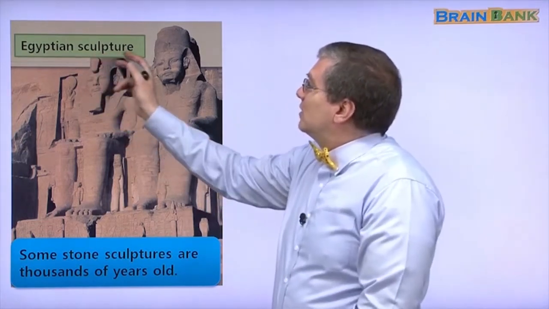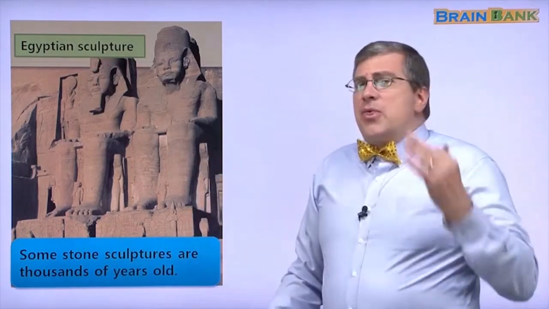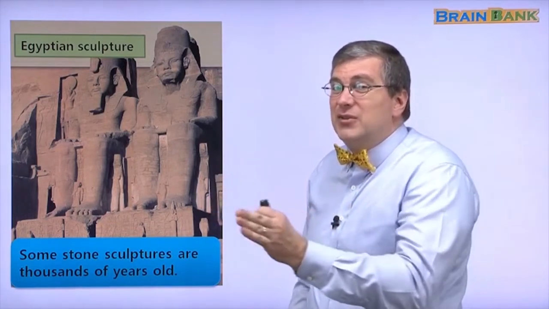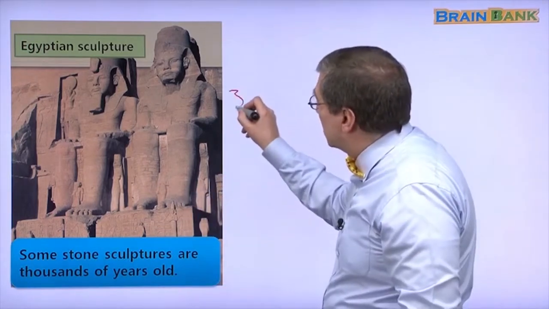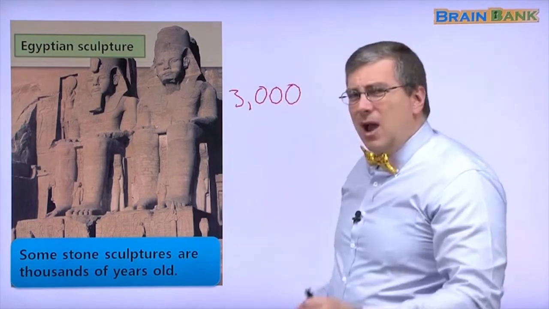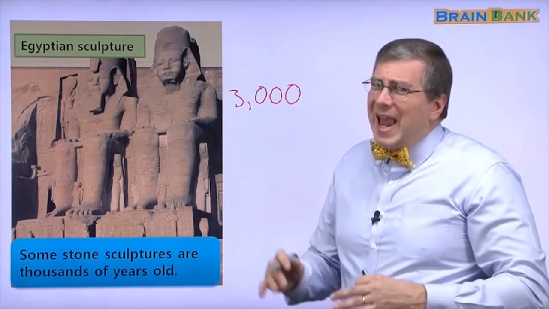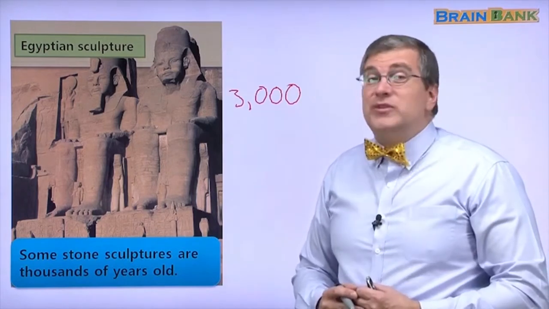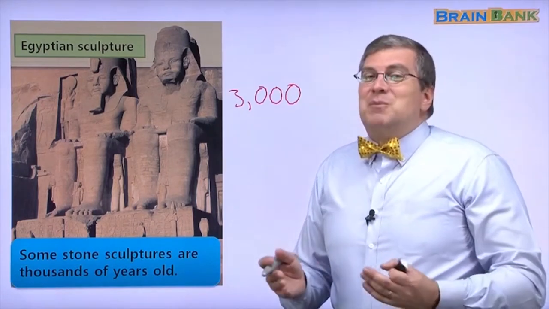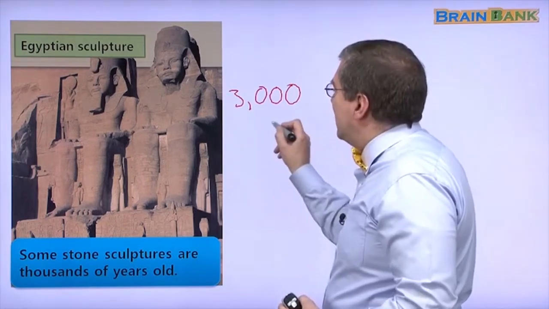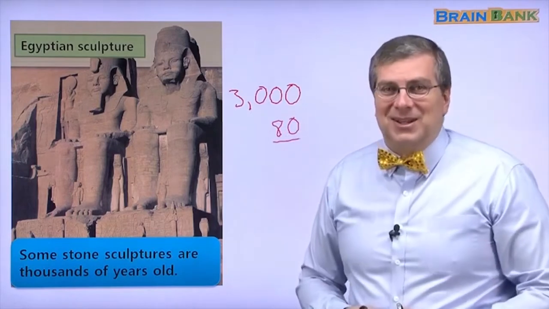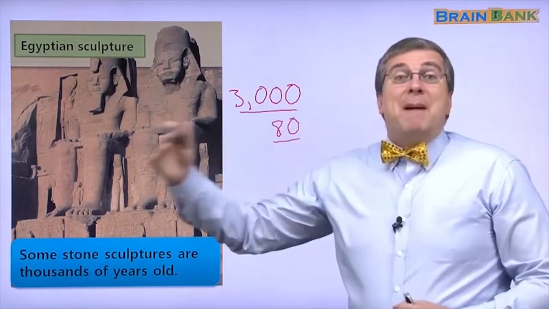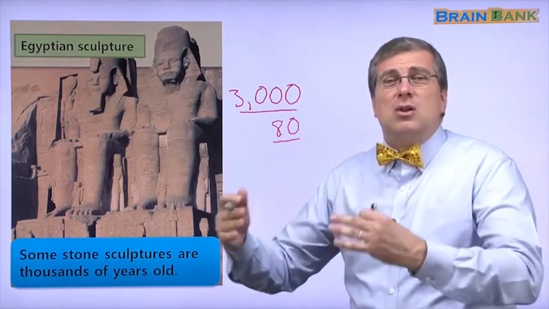Okay? Egyptian sculpture. How long ago? Think about 3,000 years ago. 3,000 years? Oh my gosh. How old are you? Maybe you are 8, 10 years old, somewhere in there. Do you know anybody who is 3,000 years old? Of course not. Most people, we only live maybe to 80 years old. That's if we're lucky, right? 80 years old. Nobody lives 3,000 years ago. Nobody remembers 3,000 years ago. That's a long, long time ago.